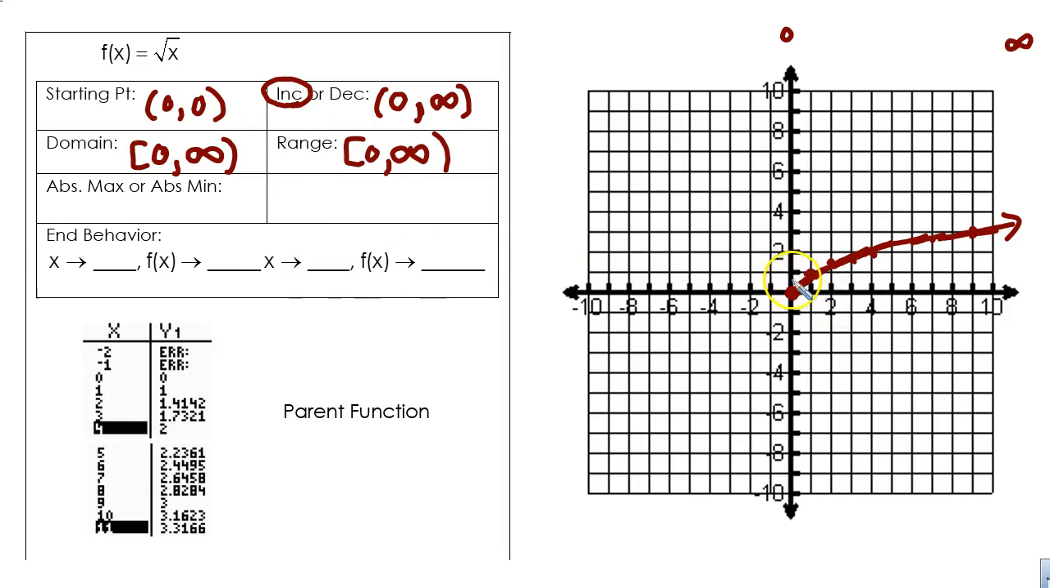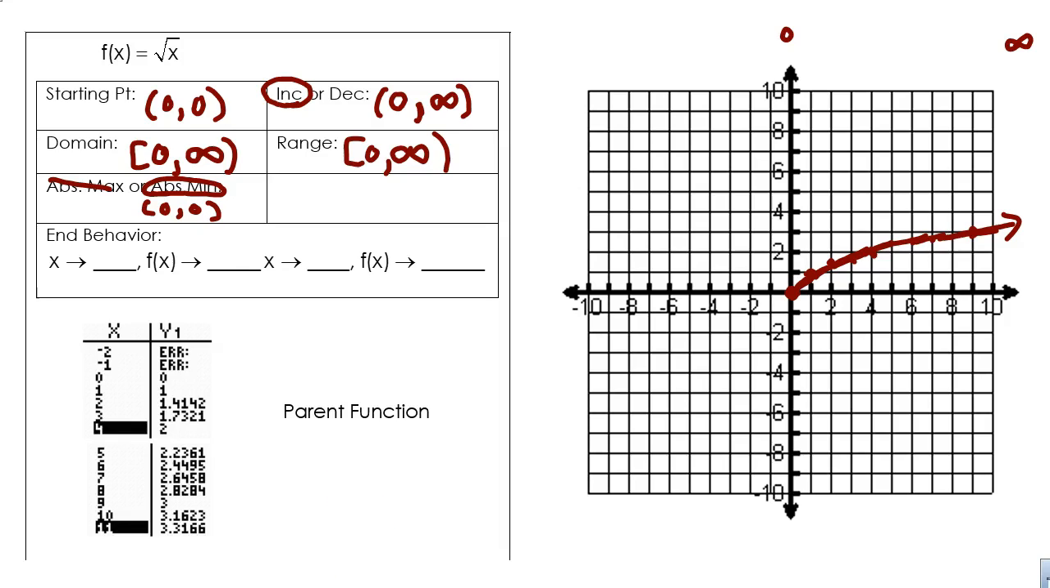Now, do we have an absolute max here? Well, if a function increases forever and ever up, there is no absolute max. It's not possible, right? We have to have a highest point on the function, and if the function increases forever towards positive infinity, that doesn't happen. But what we do have here is an absolute minimum at 0, comma 0. This is the lowest point on the function. So we can say that there is an absolute minimum at 0, comma 0.